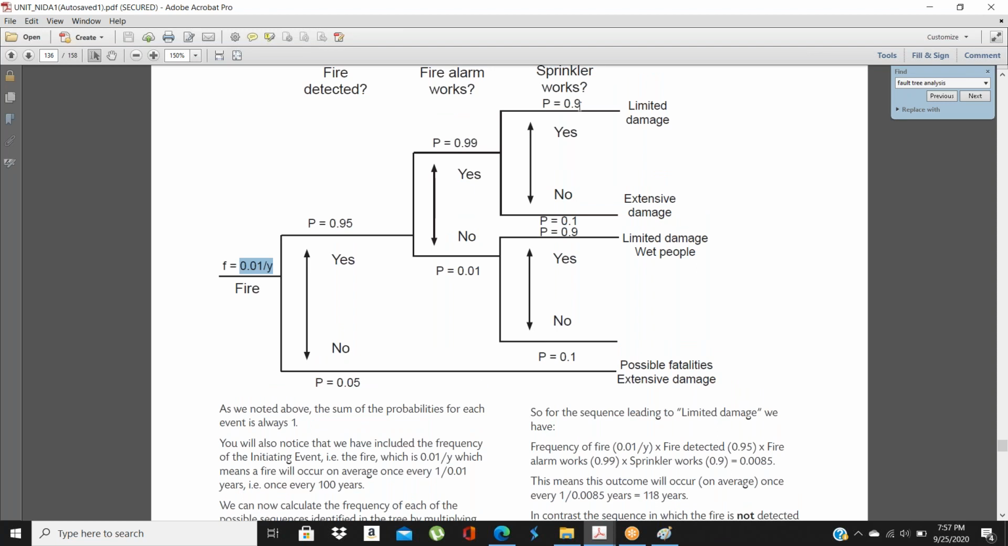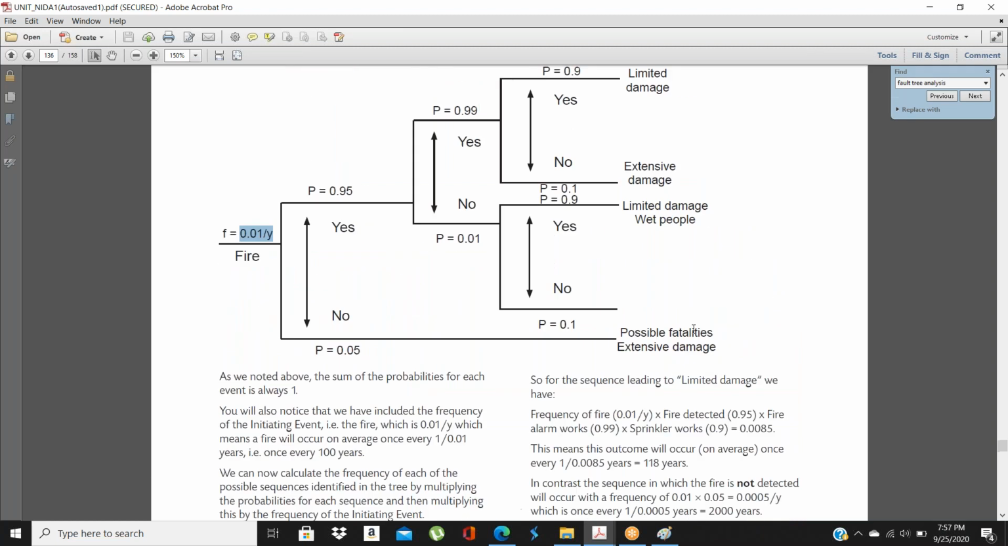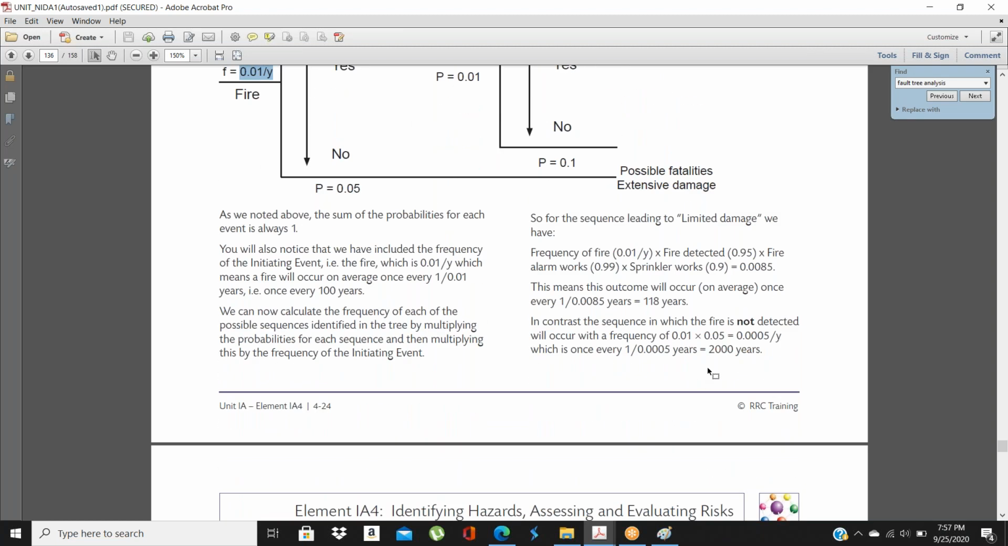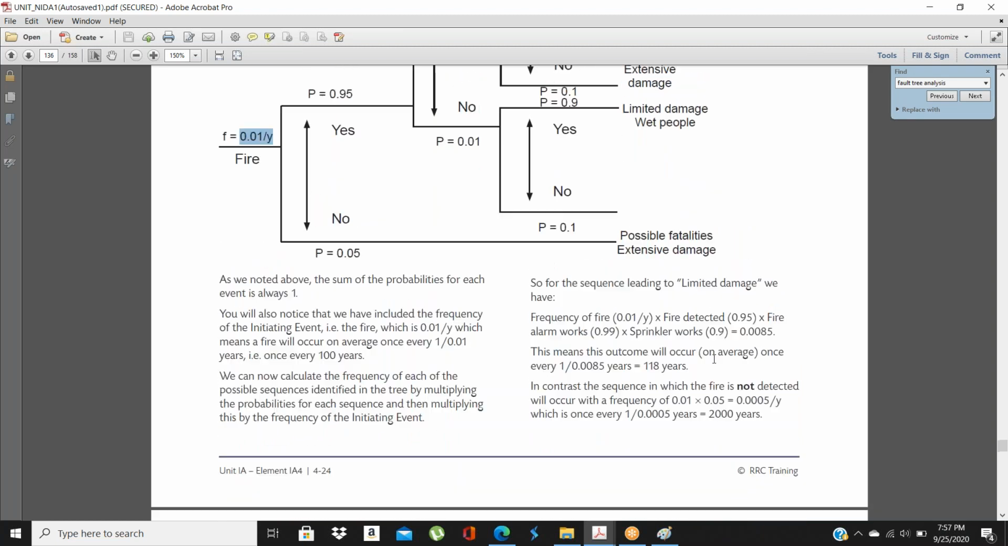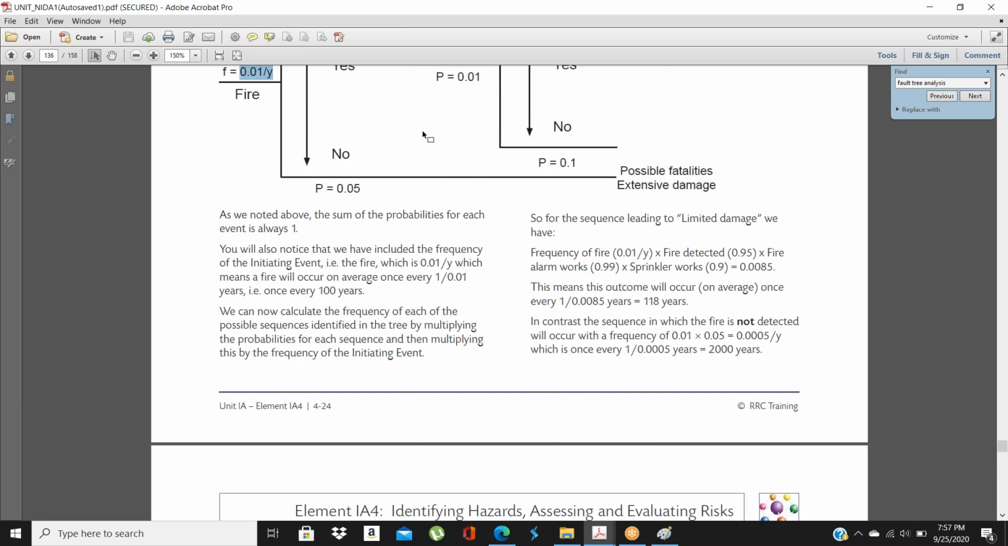So here the sprinkler probability is more. If the extensive damage occurs, and you have this system with this much probability of success, then this extensive damage will occur in 2000 years if you have this system with this much specification. Clear? Yes, quantitative. Yes, clear. Okay.